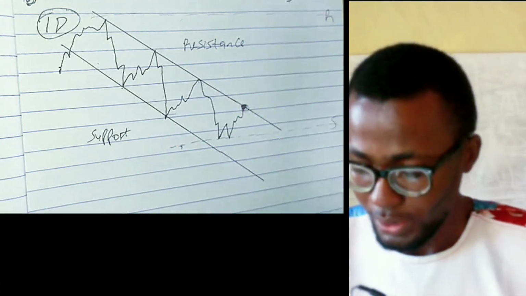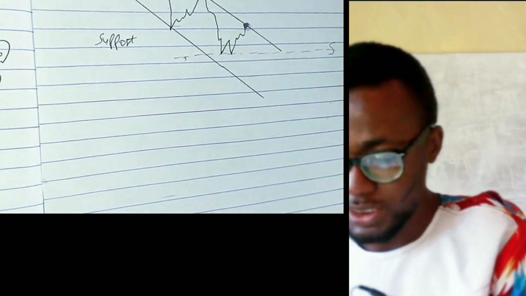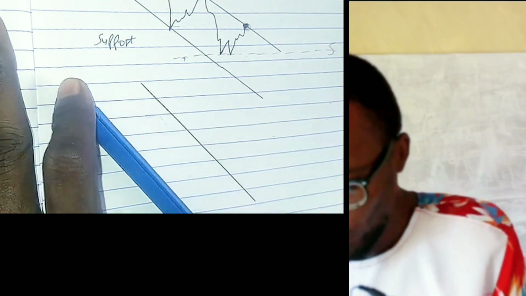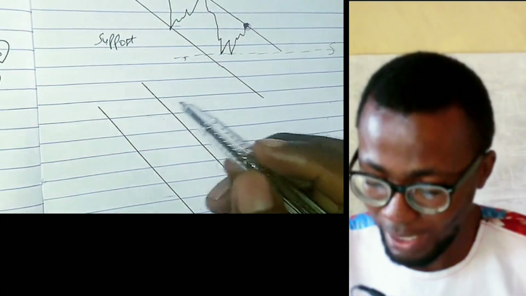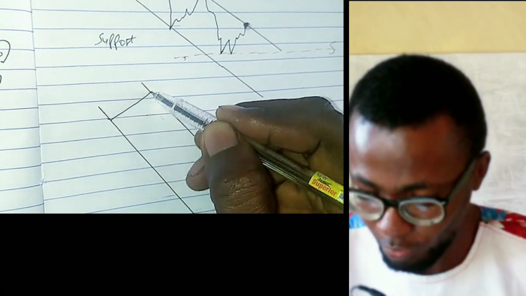So now let me explain this to you. When it comes to a downtrend like this, you will notice something, that in a downtrend, this is moving from down here up. It went up.